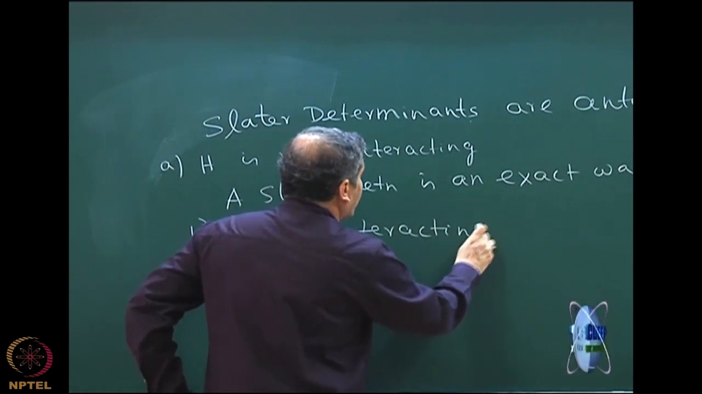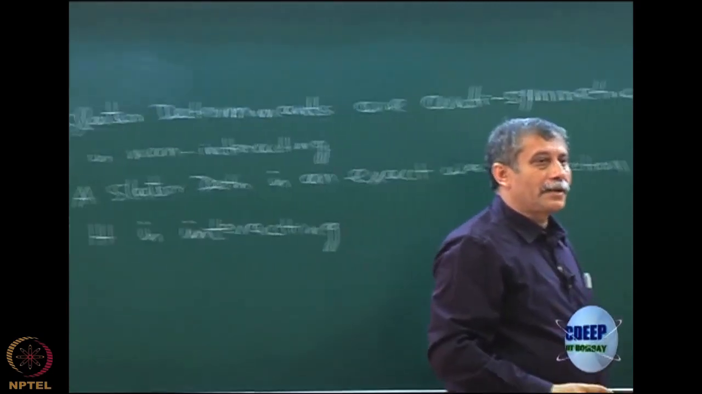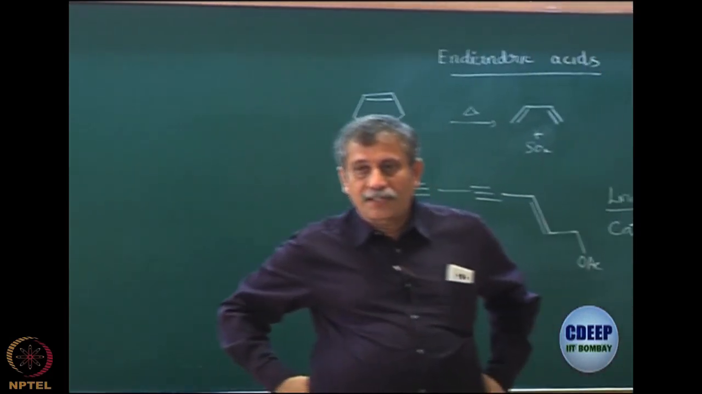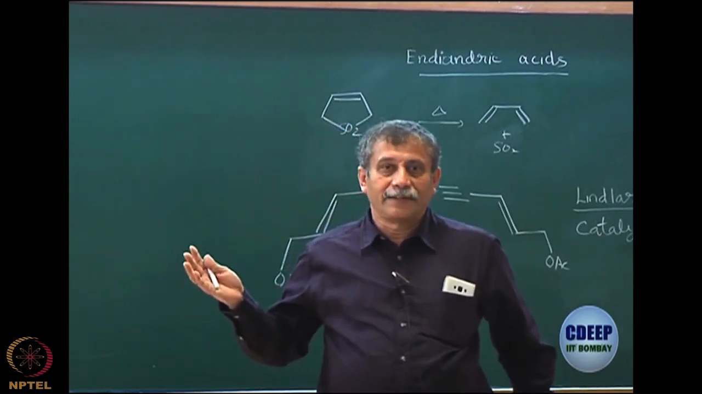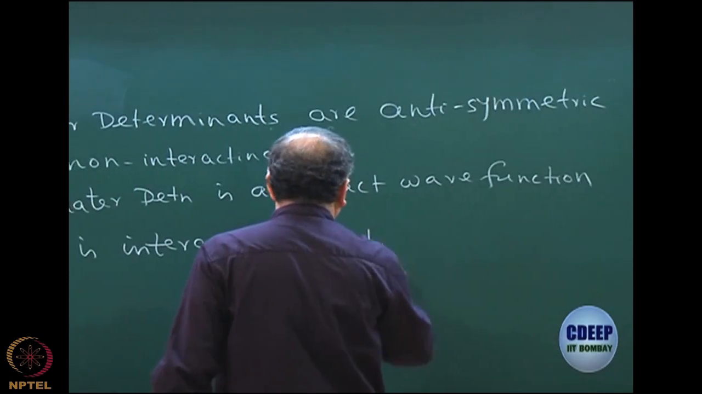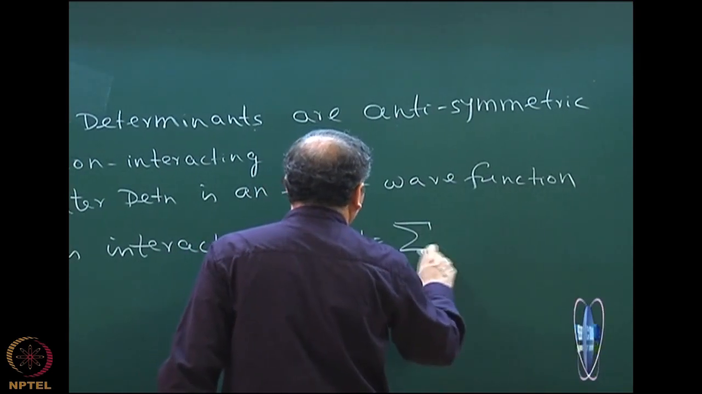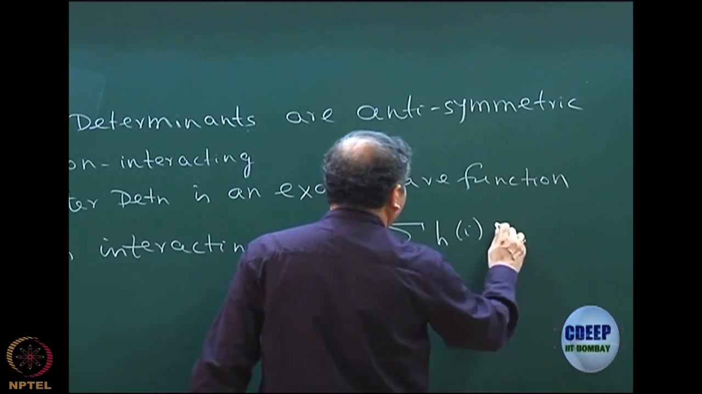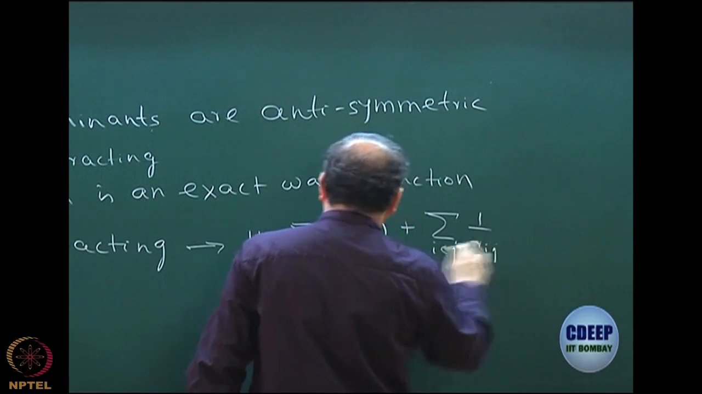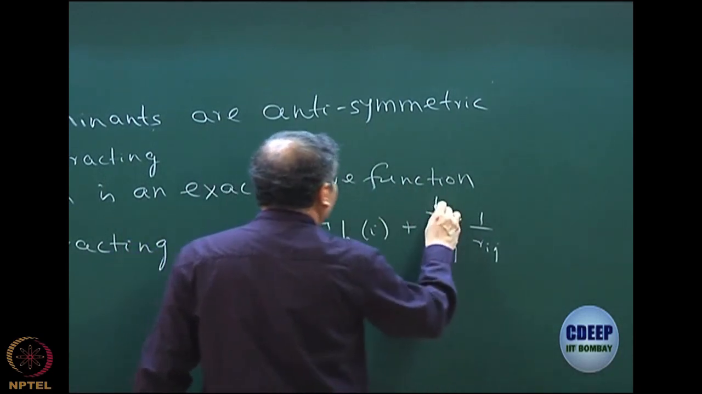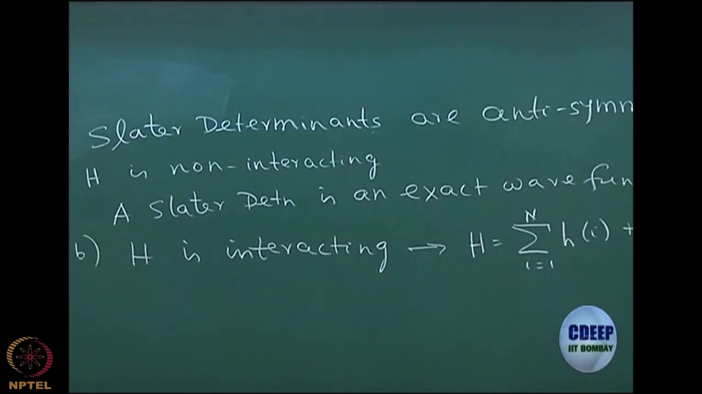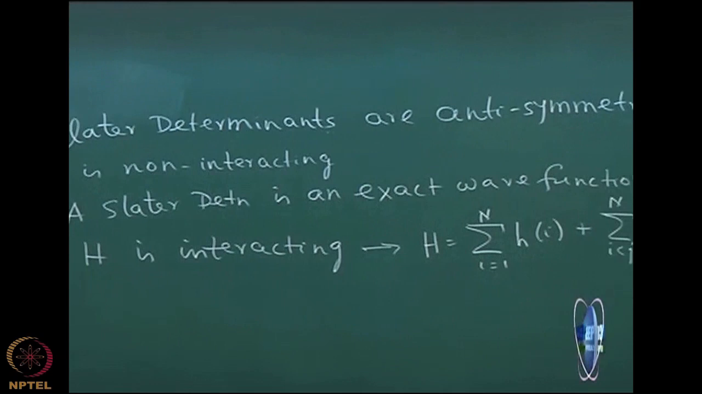Why? Because the Coulomb operator, which is a sum over 1 by r_ij, cannot be written as a sum of one-electron operators. We discussed that mathematically it is not possible to write. So, essentially interacting Hamiltonians are of this form: you have a sum of one-electron operators and a sum of two-electron operators for the Coulomb problem, for the atomic and molecular problem that we are discussing.